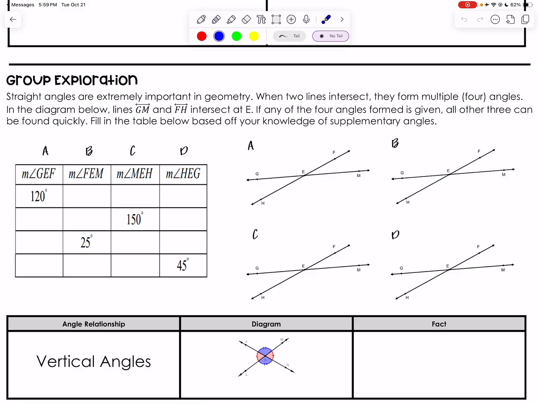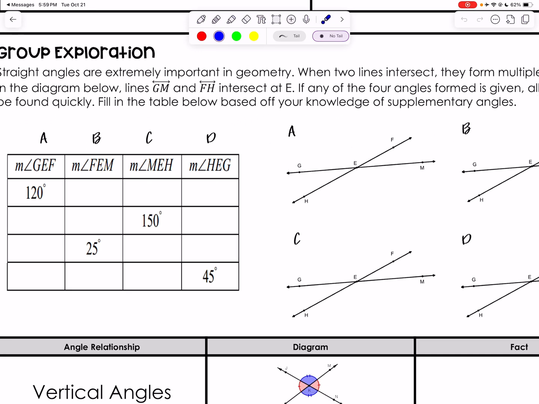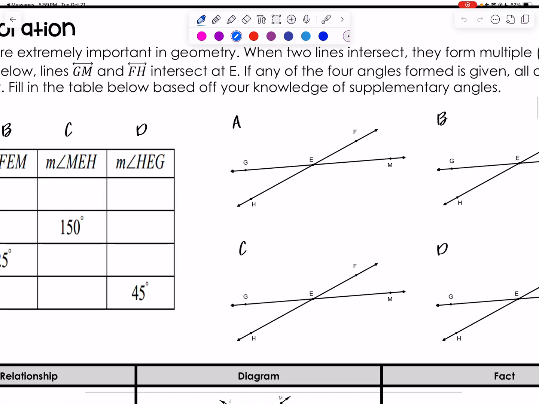When two lines intersect, they form multiple angles. In the diagrams below, lines GM and FH intersect at E. If any of the four angles formed is given, all other three can be found rather quickly. Fill in the table based on your knowledge of supplementary angles. So, if we look at the first image right here, they're saying the measure of angle GEF is 120 degrees. So I'm going to go to image A and put a 120.